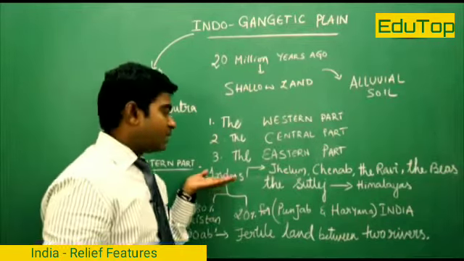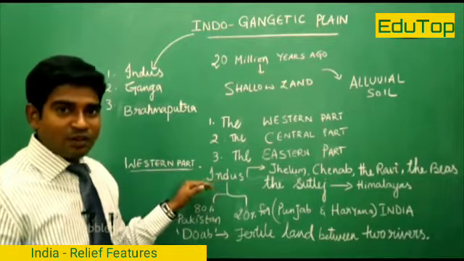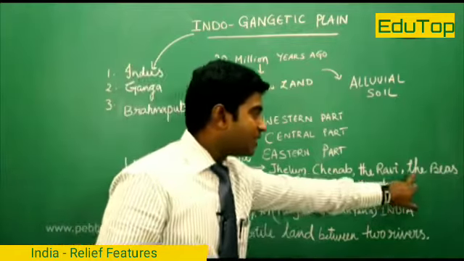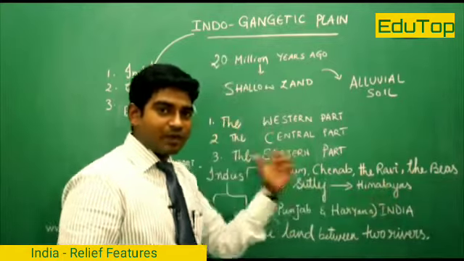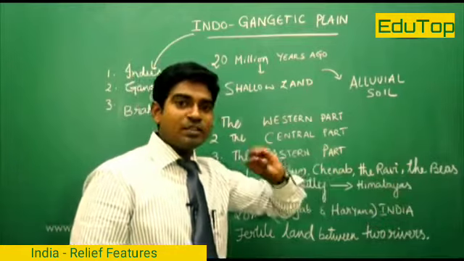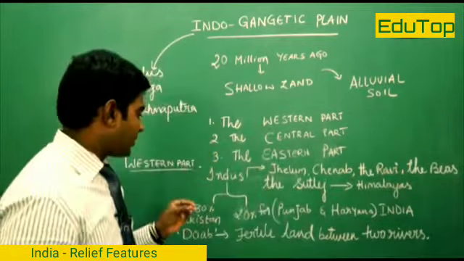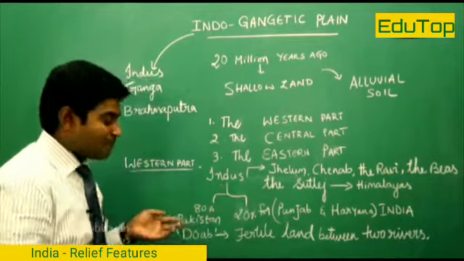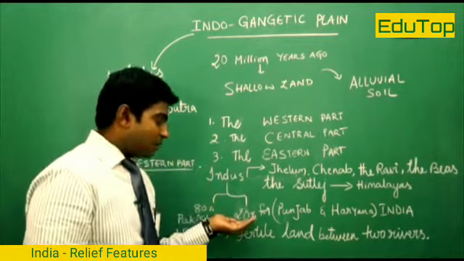The western part is fed with the water of the Indus. The Indus has 5 tributaries: Jhelum, Chenab, Ravi, Beas and Satluj. They all have their sources in the Himalayan belt, which also means that they are continuously flowing, perennial rivers. They never dry up here. The water of the Indus is used 80% by the Pakistan people, and we get a very minor percentage, only 20%.